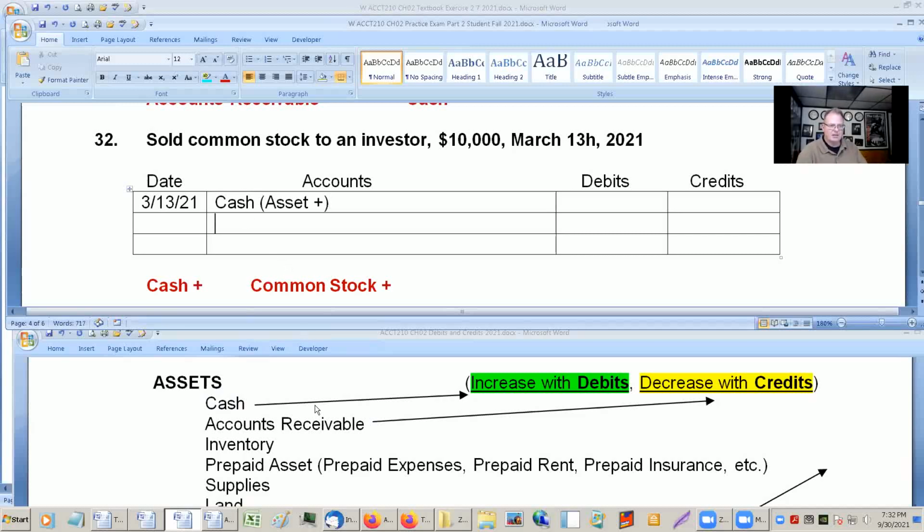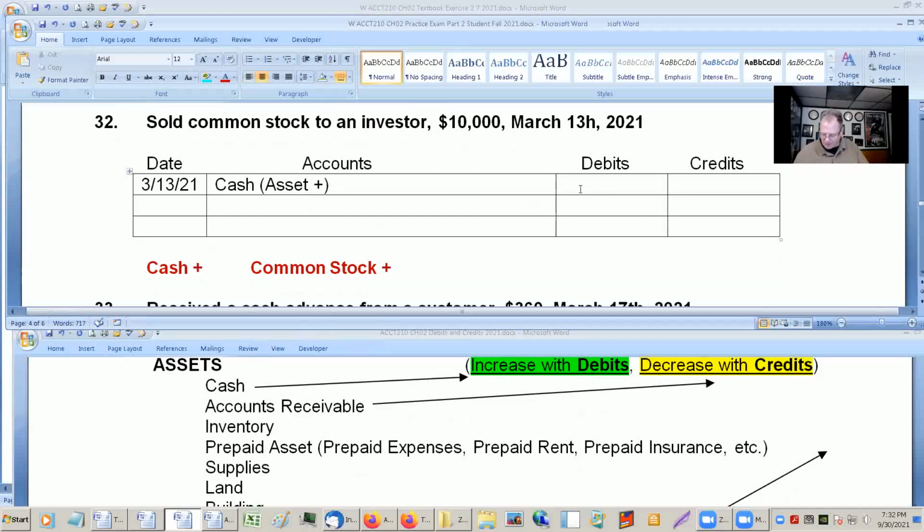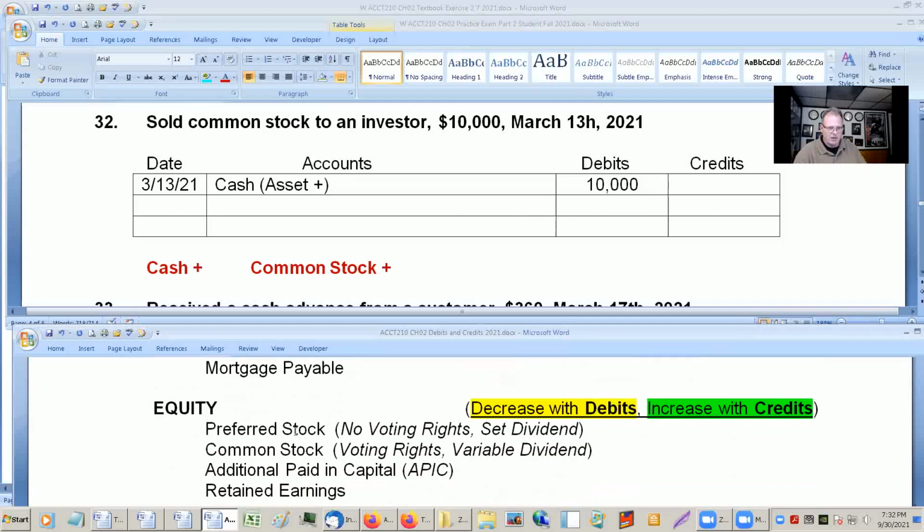And common stock. Now, here's the thing: you get on a test and you're saying, okay, I can't remember if common stock is a plus or minus. If you know that the cash is going up and it's going to be a debit, whatever it is on the other side is going to be a credit. But down here, common stock will increase with a credit. Credits.